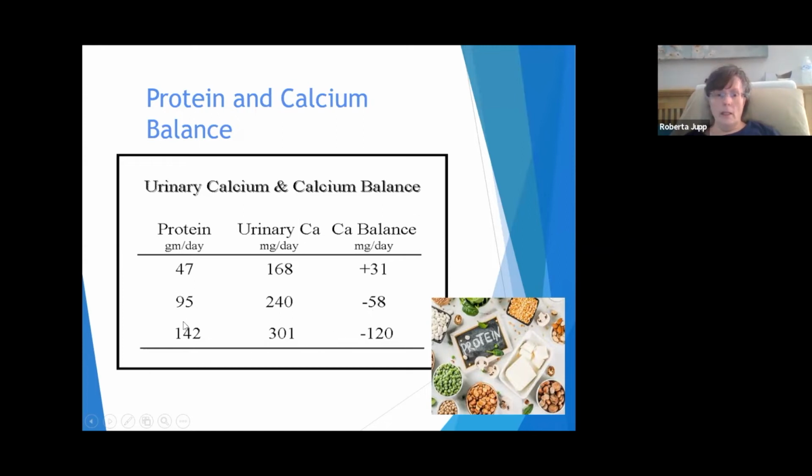If the person ate 142 grams of protein a day, then their calcium loss every day is about 120 milligrams. And so it's almost triple what the person that's eating 95 grams of protein. So just in light of this, what would you think? You can unmute and give me your opinions. What do you think would be the situation of the bone structure of someone that was on a keto diet?